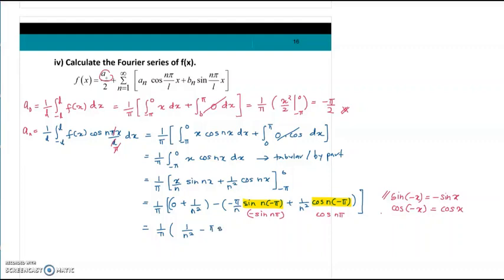pi sine n pi over n, minus, okay, because of the negative here and then the positive over there. So minus 1 over n squared cos n pi. All right, and we know that cos n pi can be simplified as negative 1 power of n, and sine n pi is always 0.